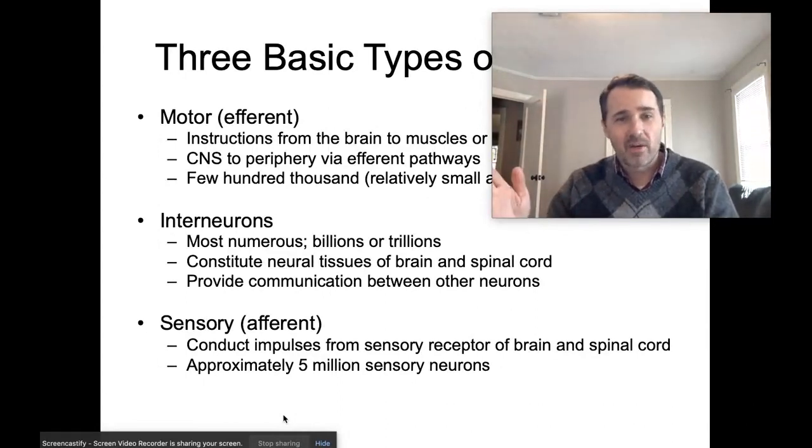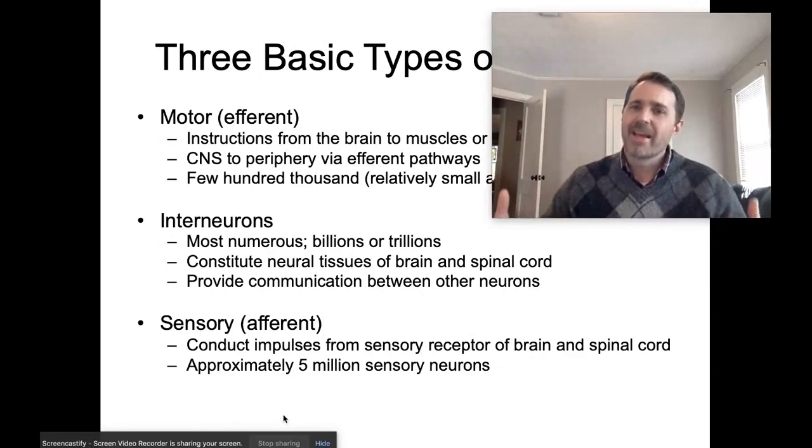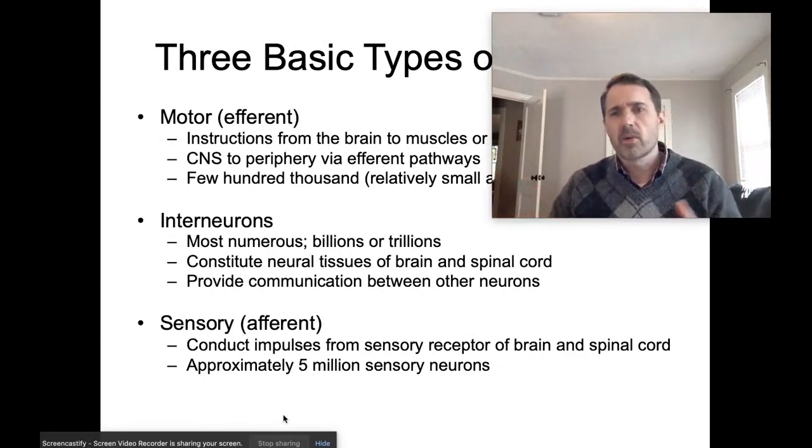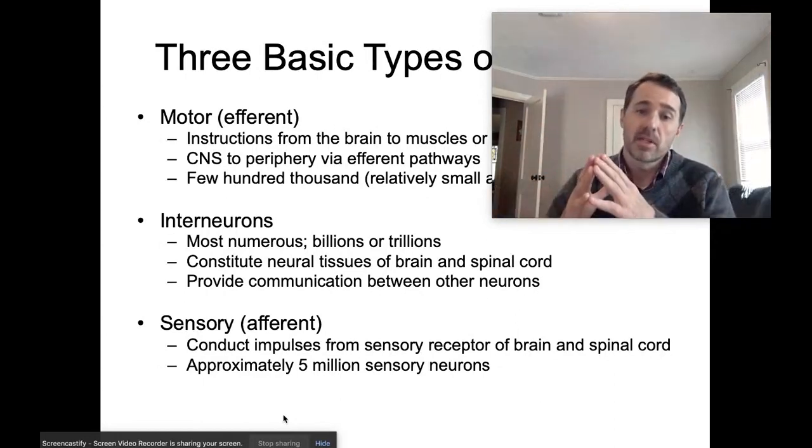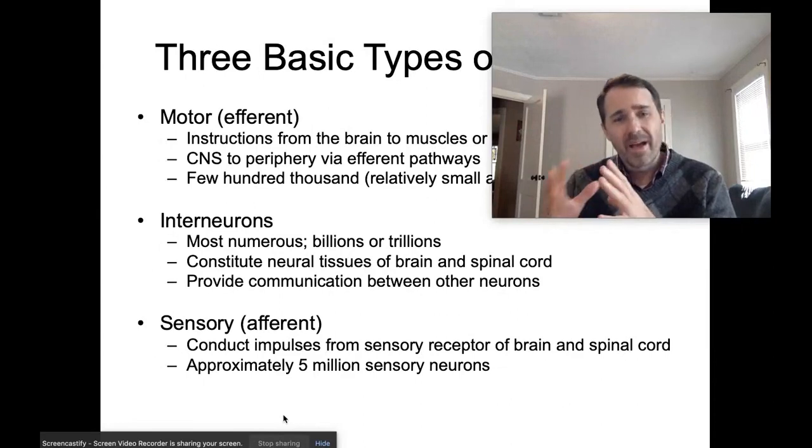The other side of that coin is the afferent neurons, the sensory neurons. These are the neurons that provide the pathway between the sensory receptors in our body up to our central nervous system, up to our brain. We have about 5 million sensory neurons, which is still not a lot.